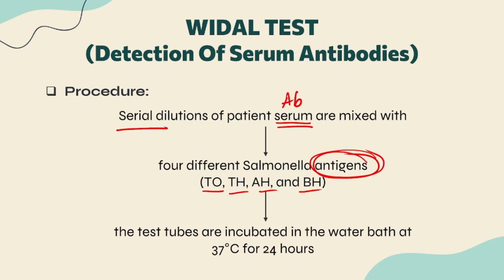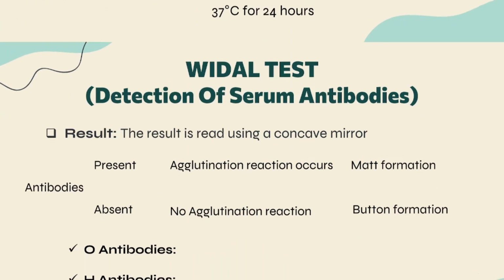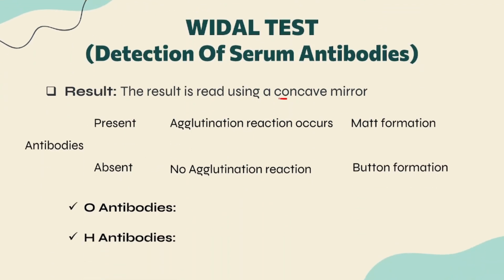Of course, this does not take place directly, we have to incubate it in a water bath at a temperature of 37 degrees Celsius for 24 hours, and then agglutination is going to take place. Now what is the result of this? Very simple. For the result we have to use a concave mirror, because whatever reaction occurs will take place at the bottom of the test tubes. To observe the bottom very well, we are using a concave mirror. On the next slide I will show an image of that also.